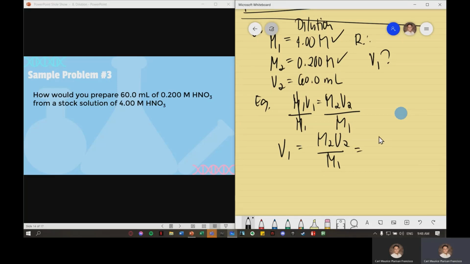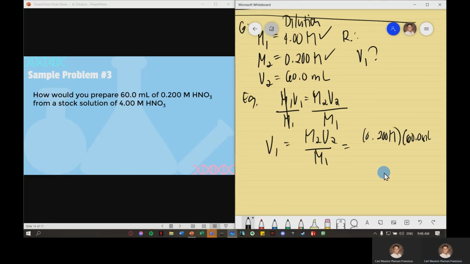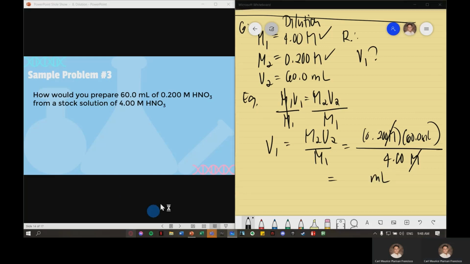So M sub 2 would be 0.200 molar multiplied by 60.0 milliliter all over 4.00 molar. So molarity will be cancelled. What remains is the unit milliliter. So let me have a calculator with me.